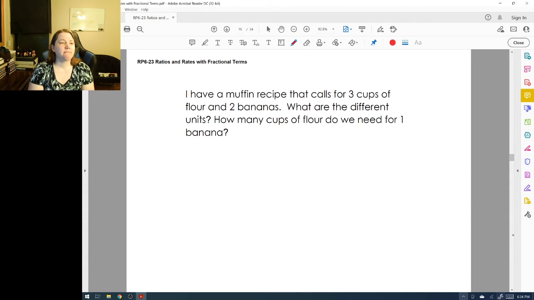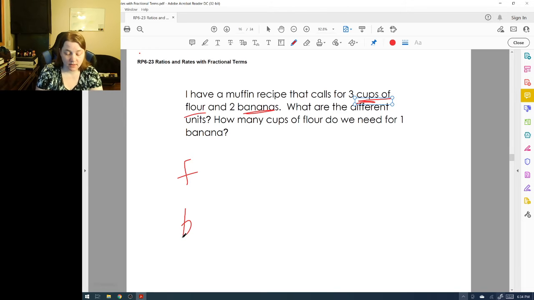Let's say I have a muffin recipe. It calls for 3 cups of flour and 2 bananas. What are the different units here? Well, the 2 different units are the cups of flour and the bananas. How many cups of flour do we need for 1 banana? So let's talk about flour and banana.